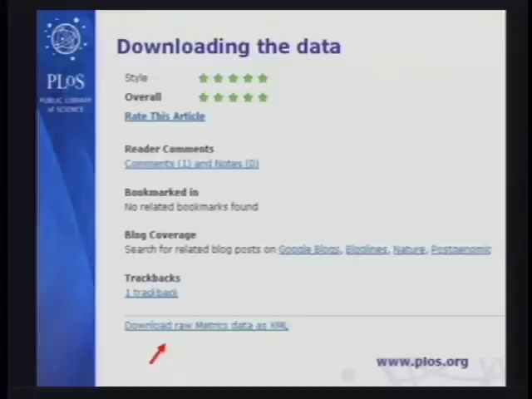And so now I'm going to go into how you get at it and how you can analyze it. But at the bottom of each article, you might have seen this link, "download raw metrics as XML". So when you're in a specific article, you can click on that link and download all of the article level metrics for that article in a single XML file, which is great if you know what XML is, and it's also specific to the one article.